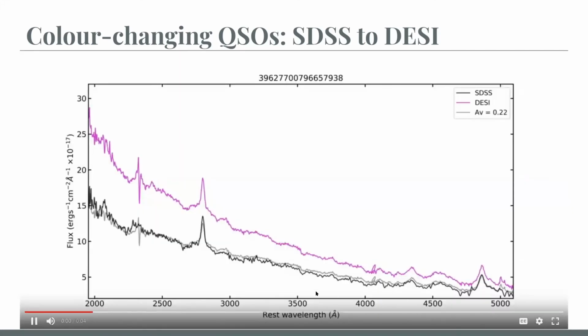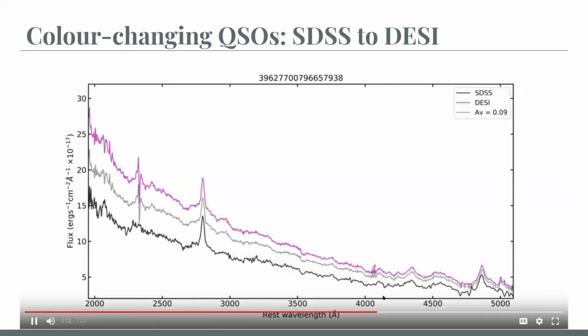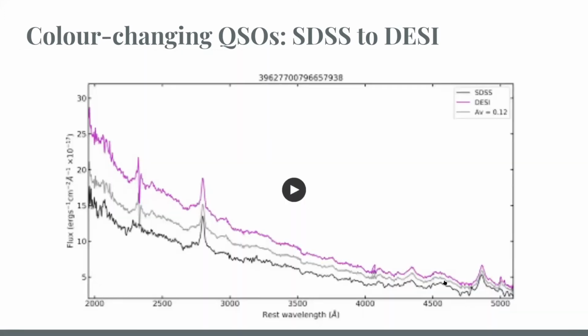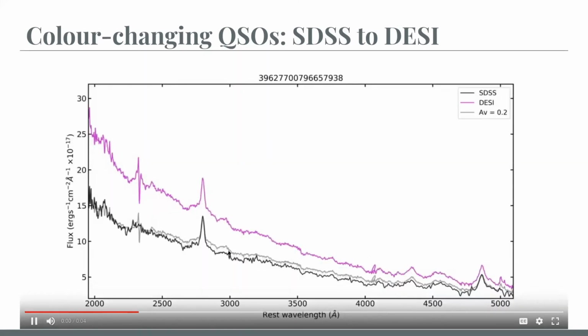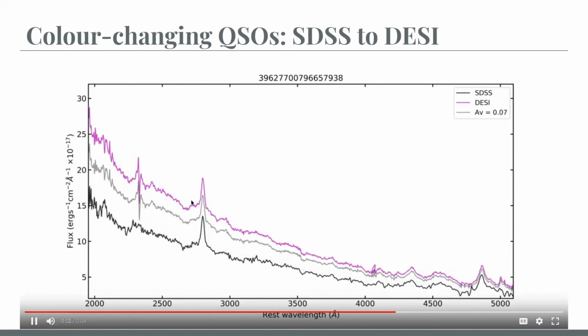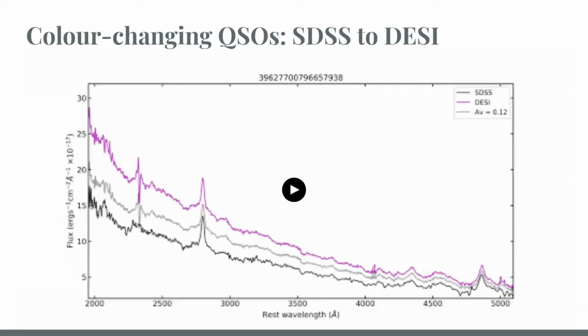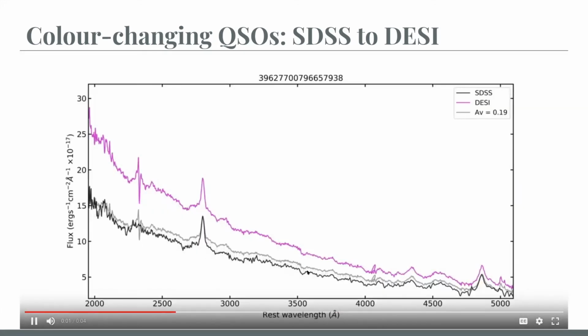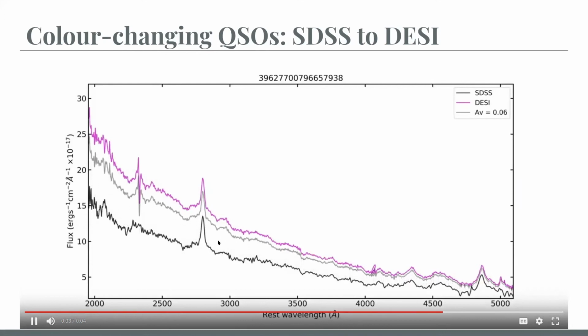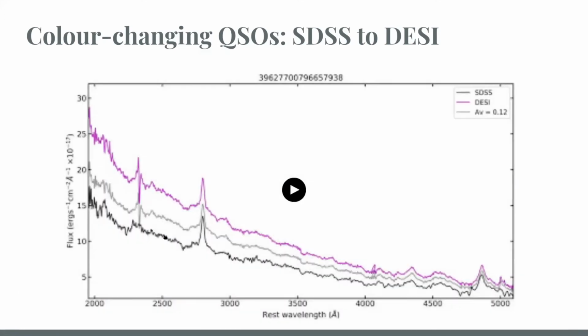Just really quickly, this is one example we find. The black is SDSS, the magenta is DESI, and this gray line is the dust difference between the two. We find that a dust difference of 0.2 mags can describe this change very well. So over 10 years, we think that this quasar has become 0.2 magnitudes bluer.